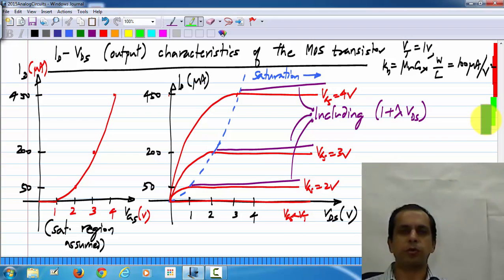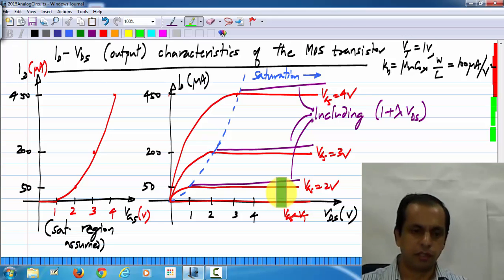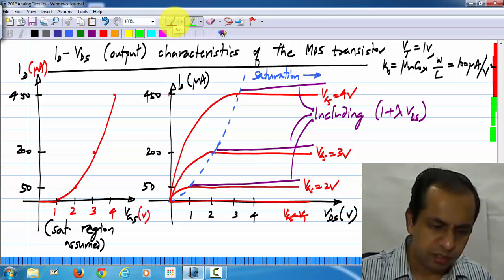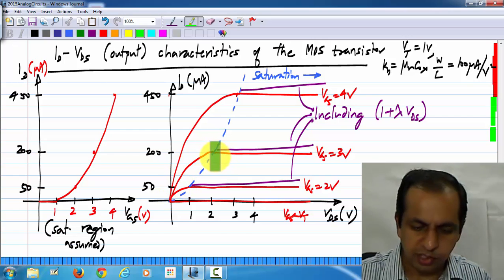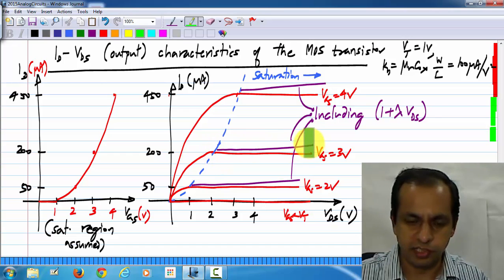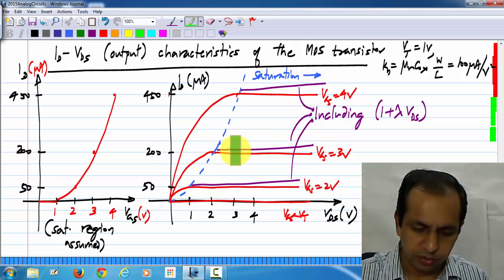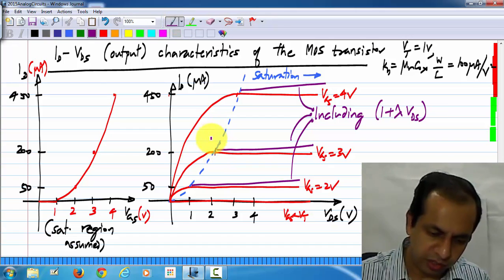Now, you can quickly spot a problem here. I told you that this correction factor appears only for the saturation region and not for the triode region. Now, what happens is, you can see that the triode region remains as it is, and at this point you multiply it by some number more than 1, because it is 1 plus lambda VDS. Okay. So, it appears that there is a discontinuity.